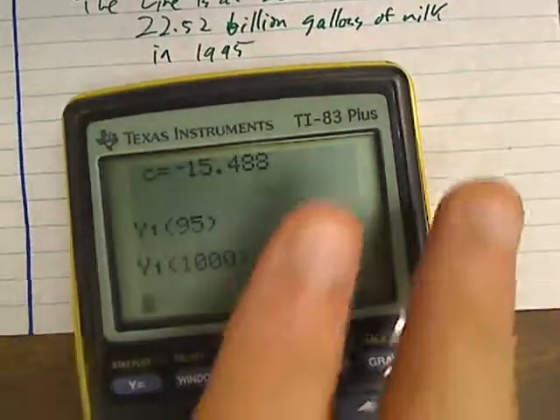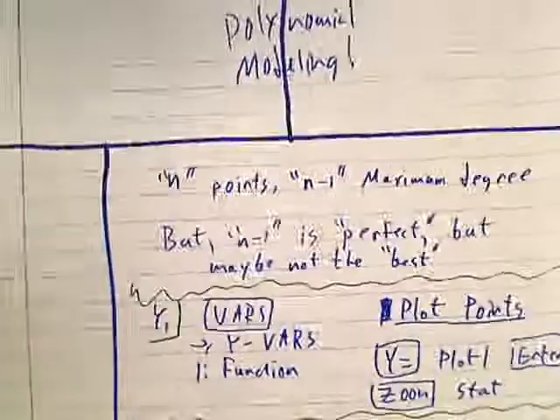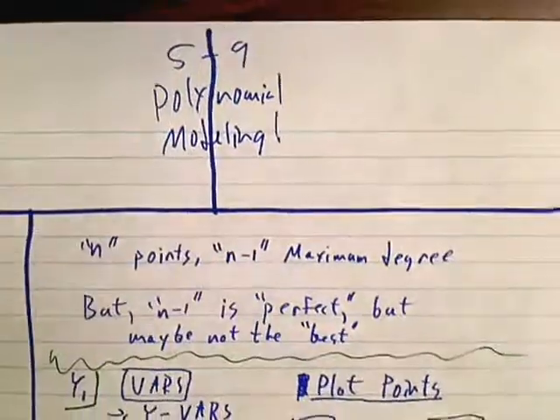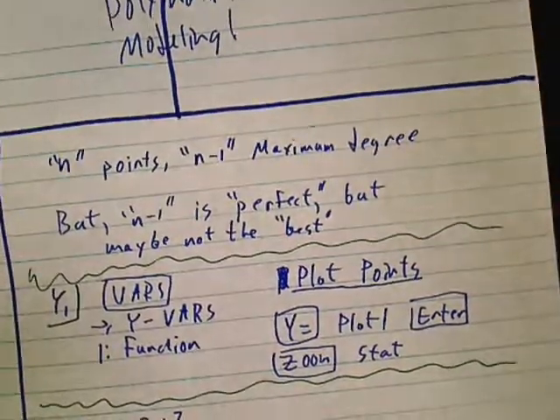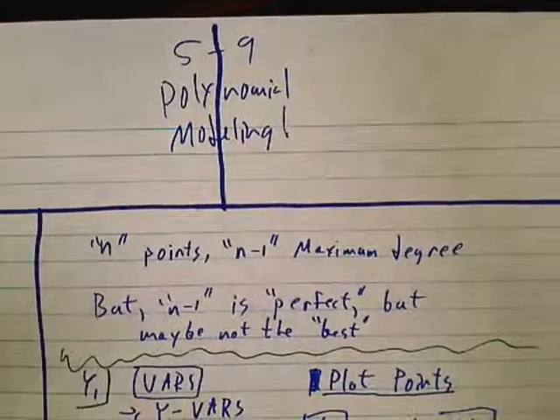So those are your notes for section 5.9, polynomial modeling. Hopefully not anything too out of what we've already done. We've already talked about that a little bit.